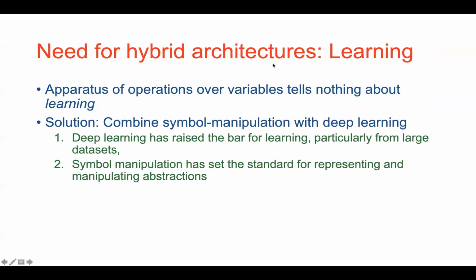So the need for hybrid architectures, learning. So apparatus for operations over variables tells us nothing about learning. And the theme here is learning is still important. We're not saying abandon machine learning. Saying learning is extremely important. Only thing is, it is not about literal things like perception and language, but it's about concepts. And so those also have to be learned.